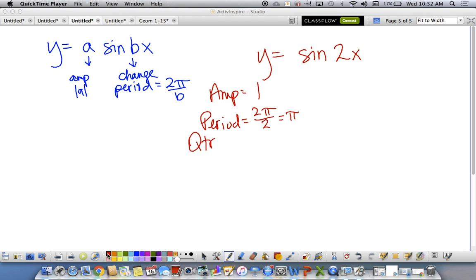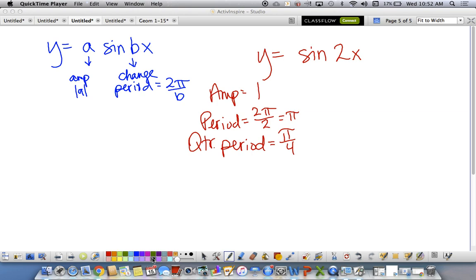So what is our quarter period? Pi over 4. Your period, pi, divided by 4. That's what you always will do: you're going to take a quarter of whatever your period is. So you could just do pi times 1 over 4, multiplying it times 1/4.